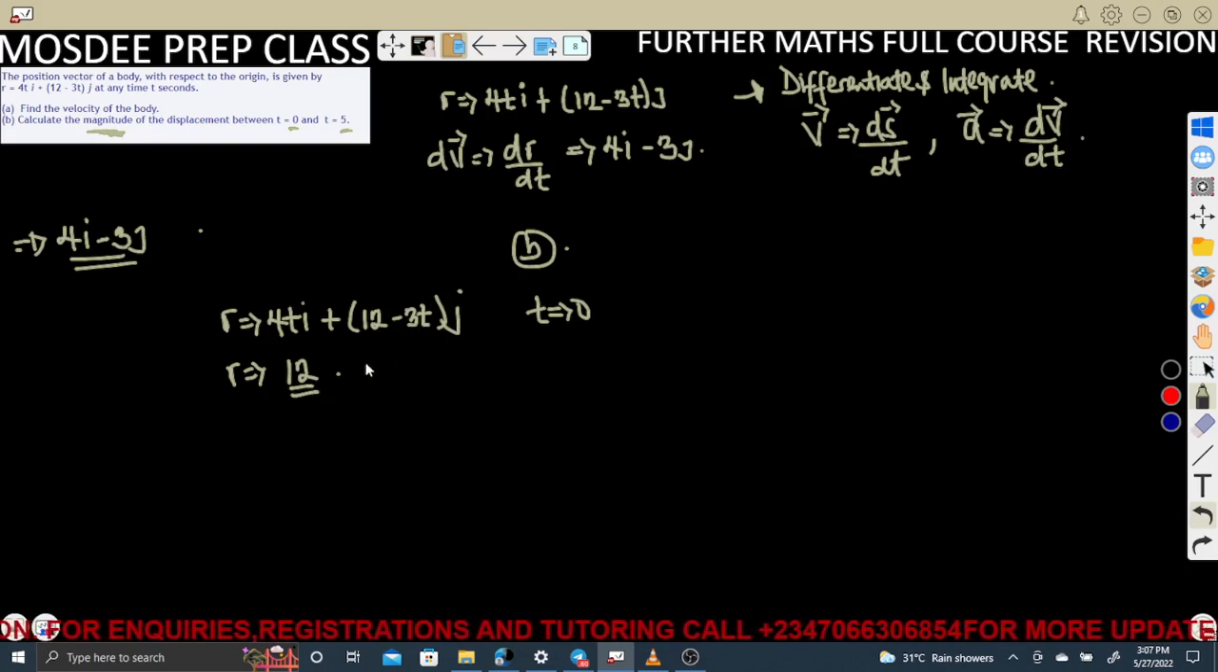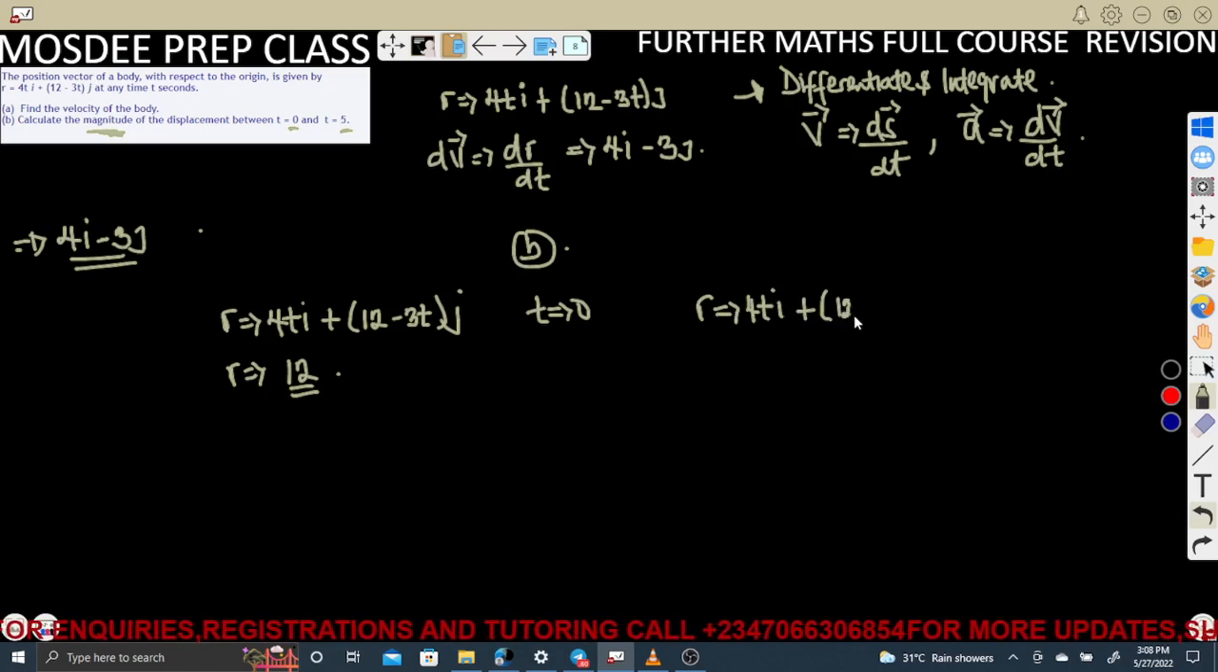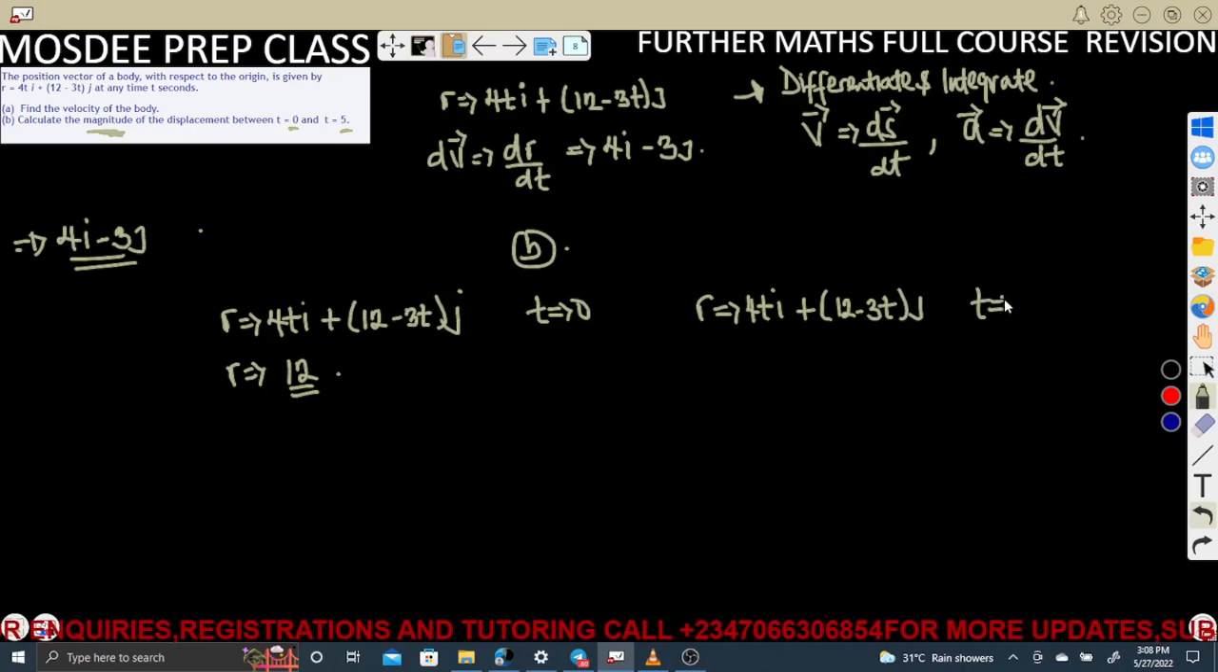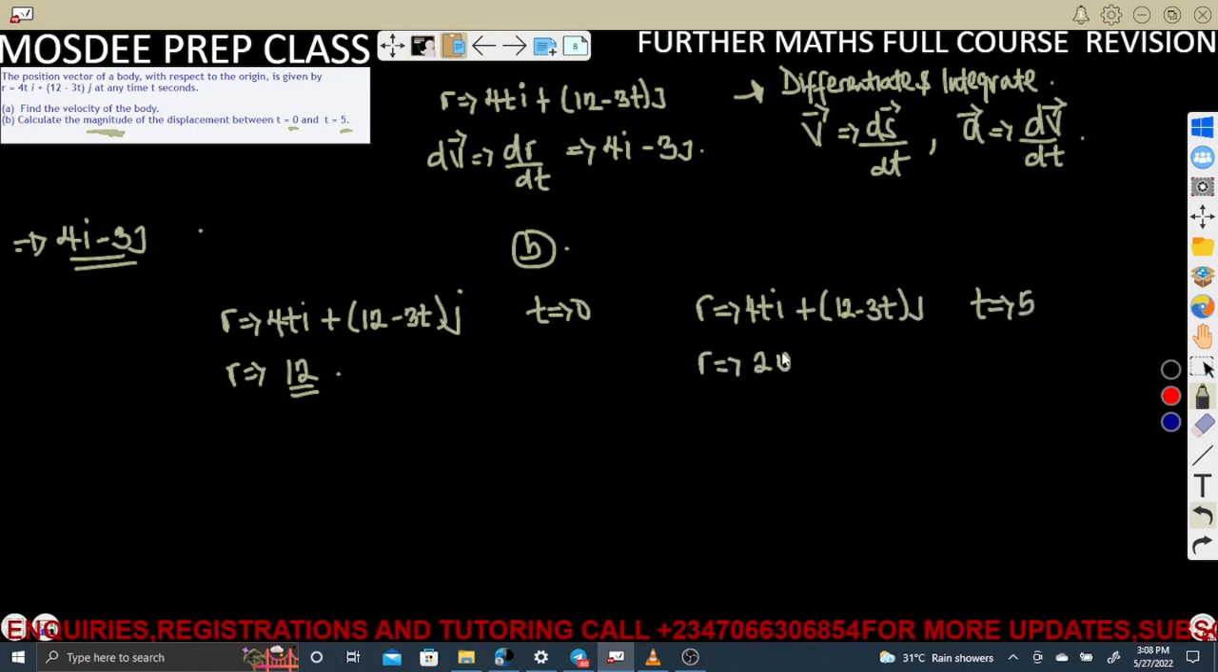So the next one I'm going to do is when t is equal to 5. When t is equal to 5, I'm substituting into the same equation of the displacement-time graph that was given, plus 12 minus 3t. So when t is equal to 5, which is the second point that I was given, let's do this together. I'm going to have 4 times 5, which is 20i, then 3 times 5, 15, that's minus 3j.